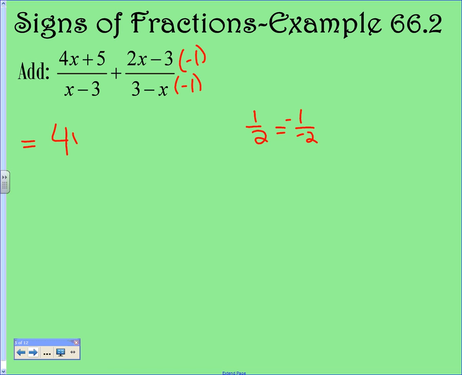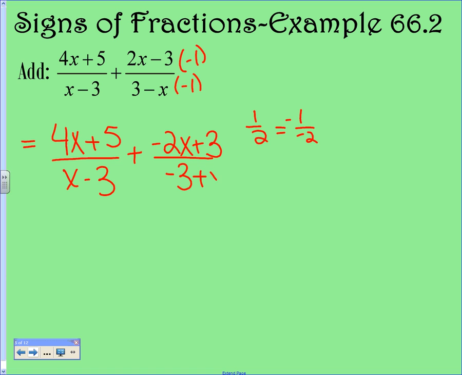So the first fraction stays the same. What happens to our second fraction? Negative 2x plus 3 over negative 3 plus x. But what is negative 3 plus x? X minus 3. You'll see how that works?